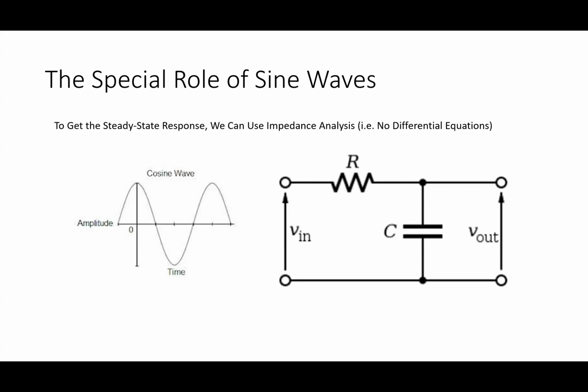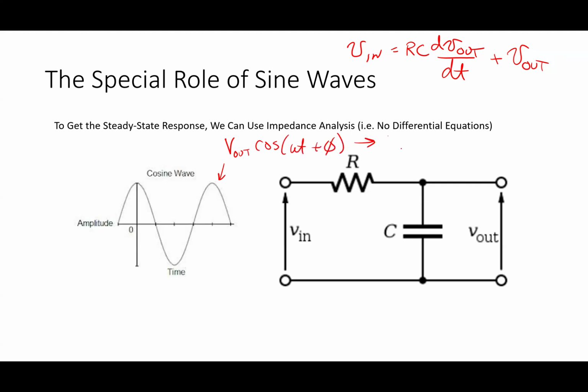And it comes from the fact that if I gave you the differential equation for this thing, in this case it would be V in equals RC dV out by dt plus V out. If I said this was my steady state input, you would guess that my output is V out cosine, same frequency, omega t plus some phase shift. You represent that by a phasor.